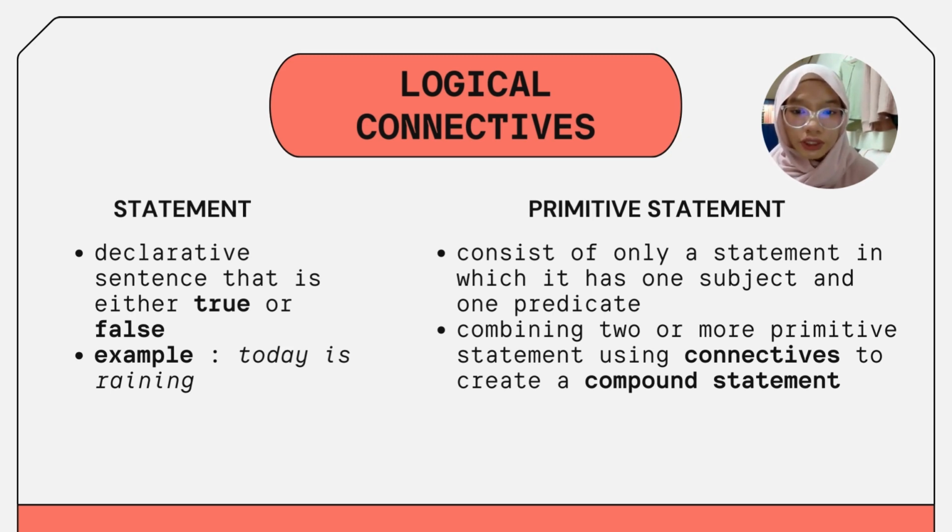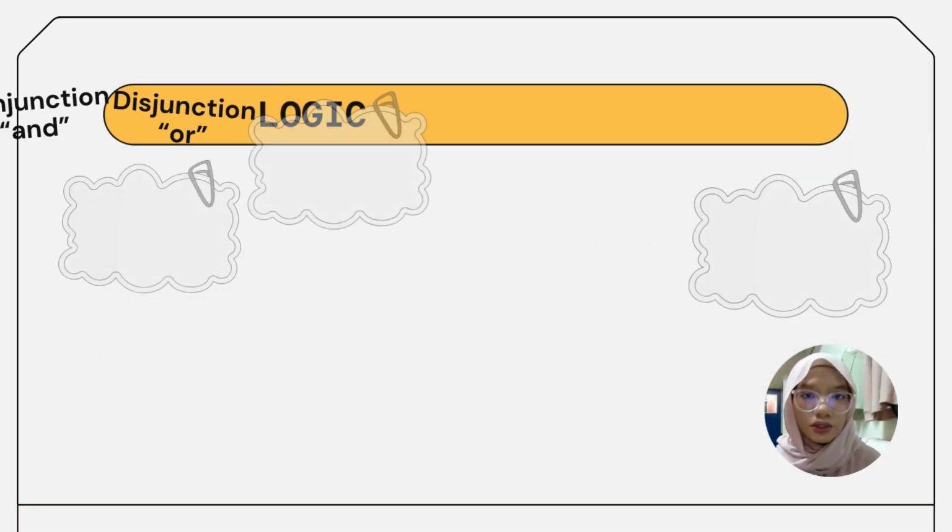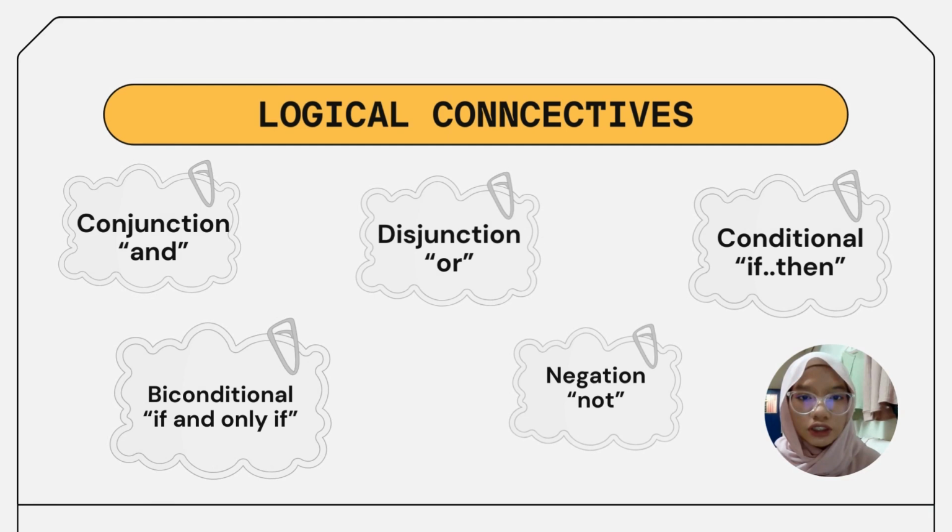For example, today is raining. A primitive statement only consists of a statement that has one subject and one predicate. From primitive statements, we can combine two or more primitive statements using connectives to create a compound statement. There are five types of logical connective that we can use for primitive statements to create a compound statement.